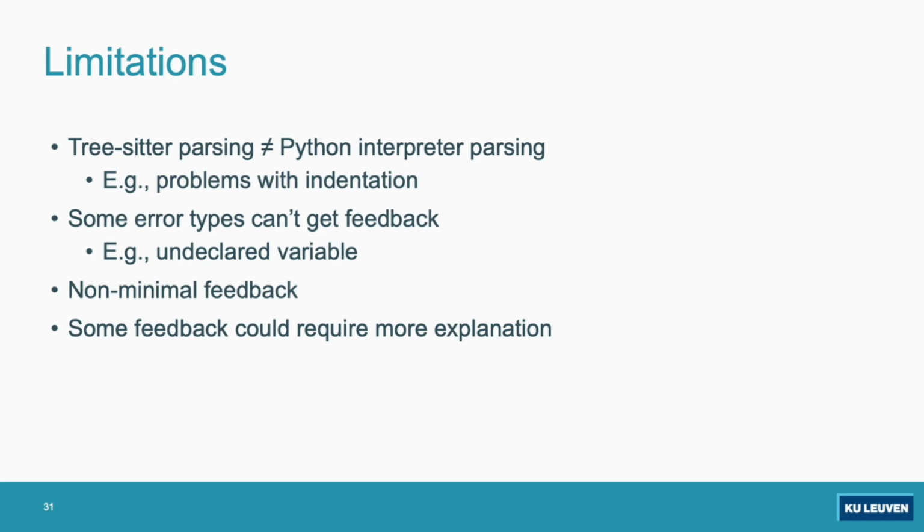Our approach does have some limitations. Tree-sitter does not parse programs in exactly the same way as a Python interpreter, and it can sometimes be too lenient. One example of this is in indentation errors, as we've explained earlier, but there are other cases as well. For example, using the expression for tuple unpacking on the right side of an assignment does not generate an error in tree-sitter, but is not actually allowed in Python syntax. Some error types are not able to get feedback, like for example the undeclared variable error, as it is neither a syntax nor a logical error. However, this error can still occur often in some assignments, as we've shown in the statistics.